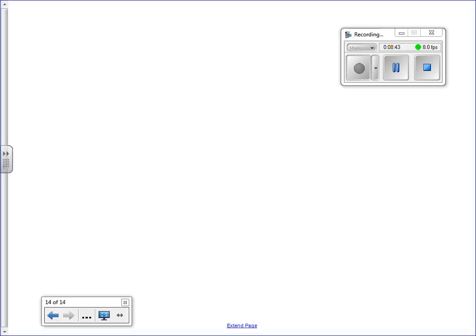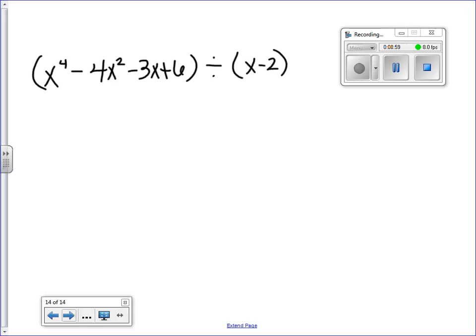X to the 4th minus 4x squared minus 3x plus 6, divided by x minus 2. Okay, that's the problem that we're working. I'll give you a second to get it written down.